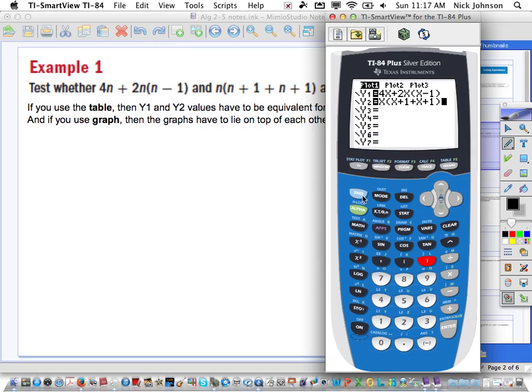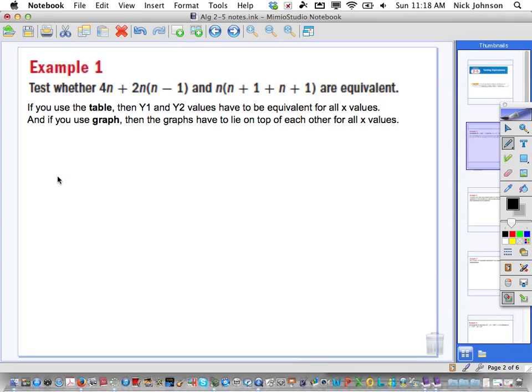Now if I hit second function graph, that means my table pops up. You need to look at some negative values, as I've told you many times before, as well as some positive values. So as you look through these negative values, you can tell your y1 and y2 are the same thing. No matter what I put in for my x, I always get out the same thing. When x is 9, you get out 180, and so on and so forth. So if you just scroll here and all those are the same thing, you know they are equivalent.